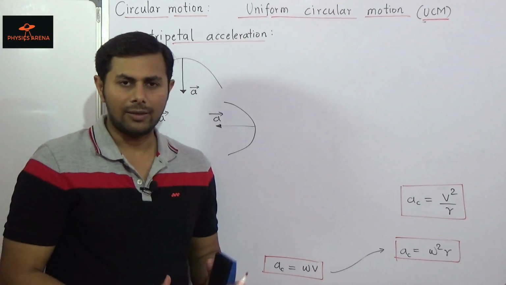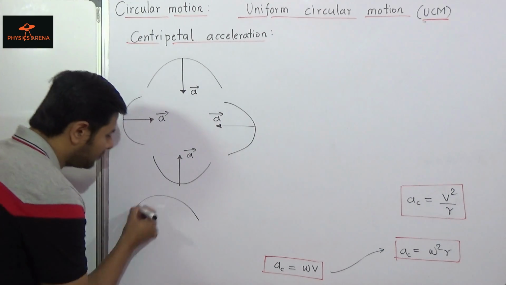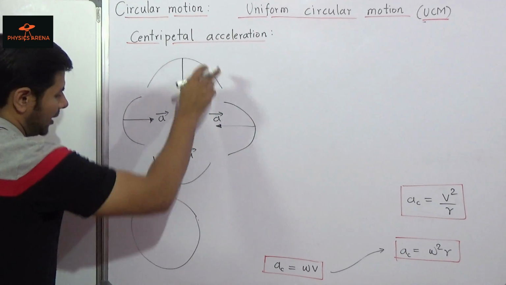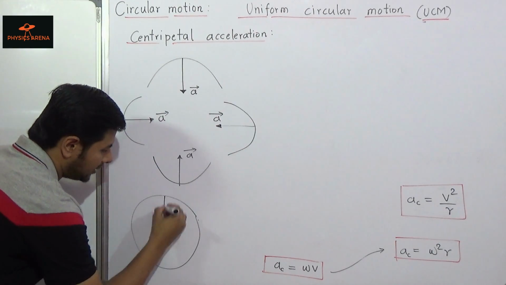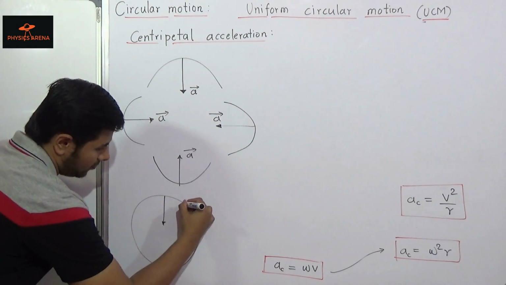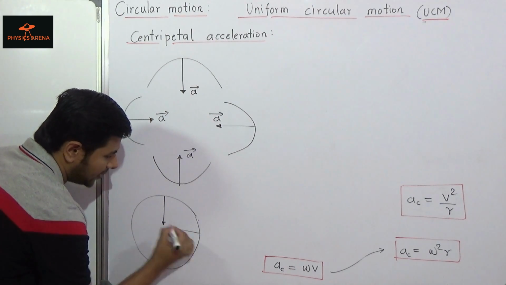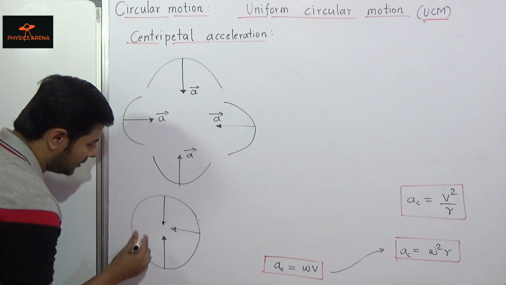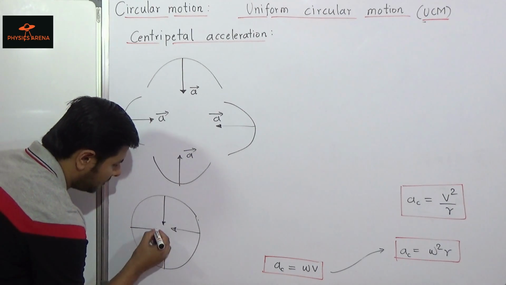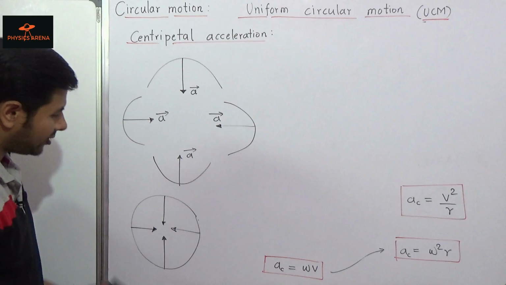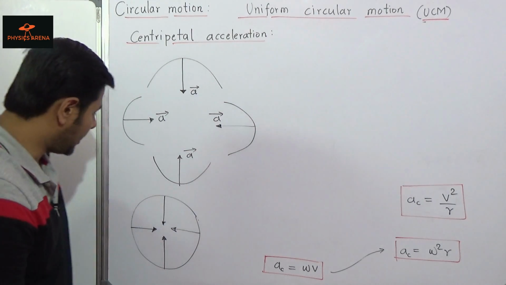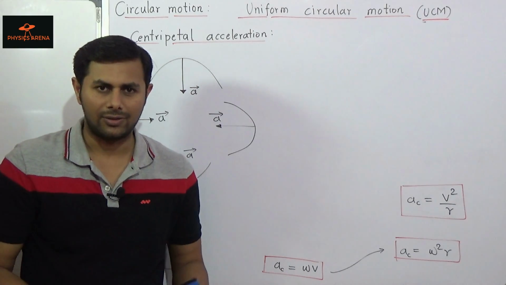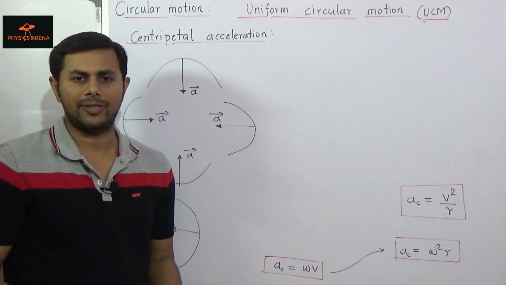So we can compare this with the circular motion. Let's compare this part of the curve. For this part of the curve, the acceleration will be directed like this. For this part of the curve, it will be directed like this. For this part, it will be directed like this, and for this part it will be directed like this. So you can see, you can imagine that it is directed along the radius and it is pointing towards the center. Okay, so this is the symmetry argument.